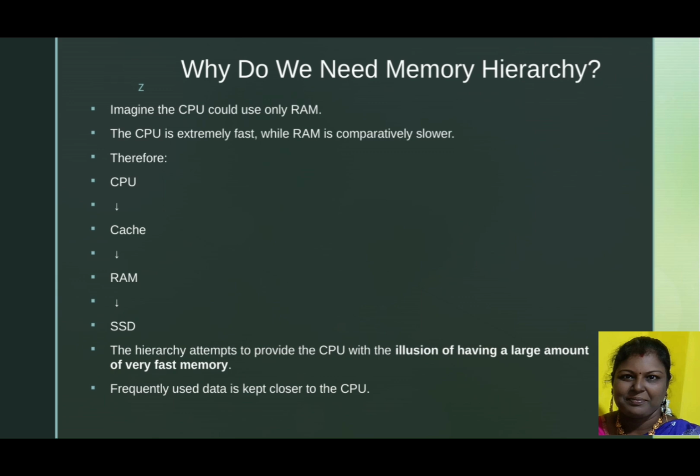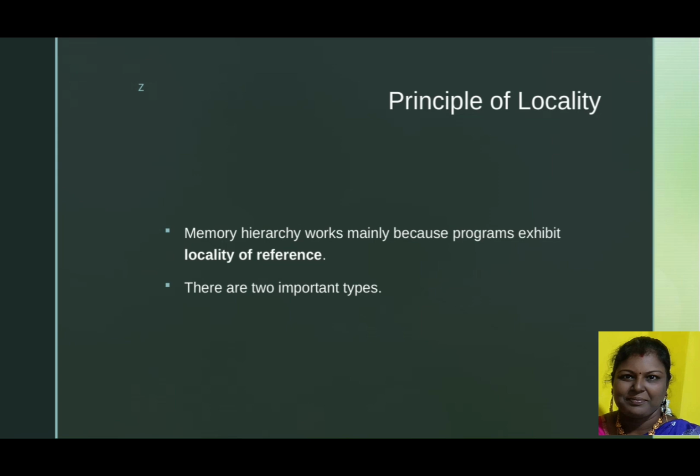Memory hierarchy is effective because programs tend to access data in predictable ways. This behavior is known as locality of reference. There are two key types we need to understand. Together, these principles explain why certain data stays close to the processor, making memory access faster and more efficient. Let's dive into the principle of locality and see how it shapes the way memory systems are designed.